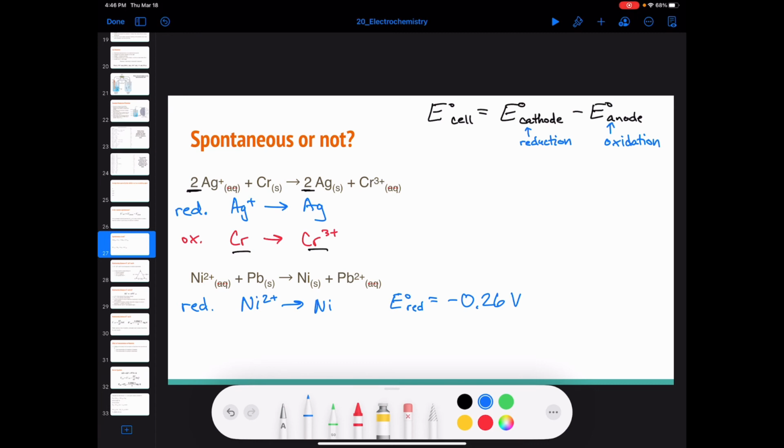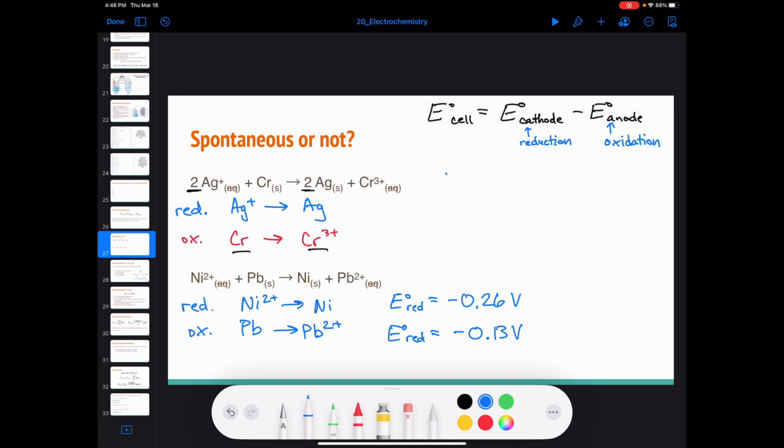Okay, let's try our oxidation reaction. So this would be lead turning into lead 2+. The E reduction potential for that is negative 0.13. I didn't flip the signs or anything because I'm using this formula up here in the top right-hand corner.